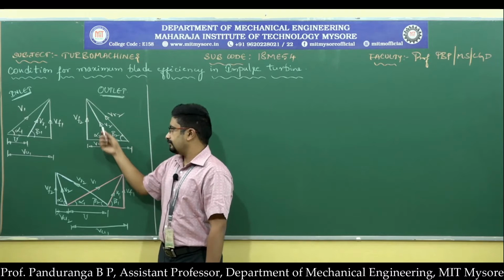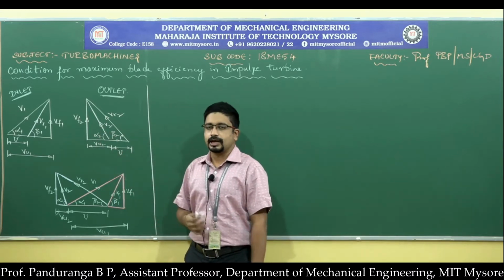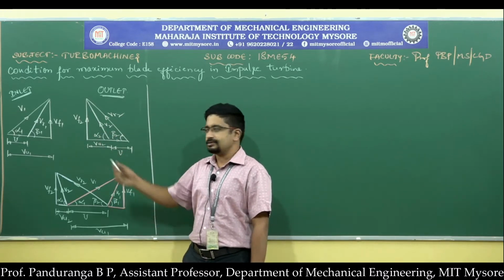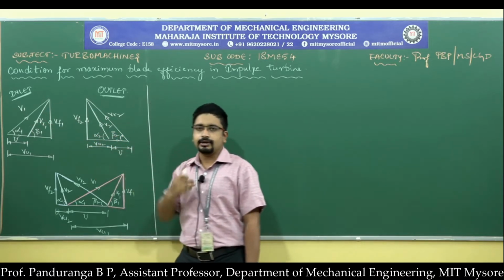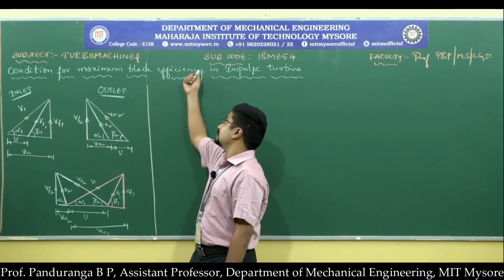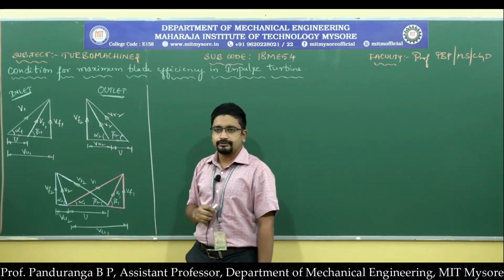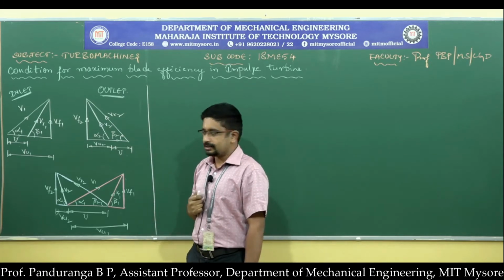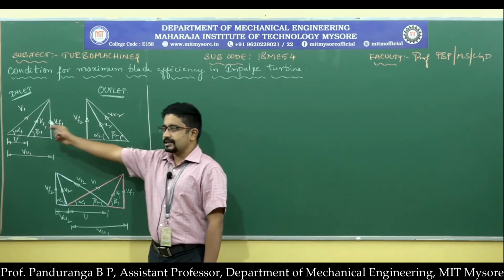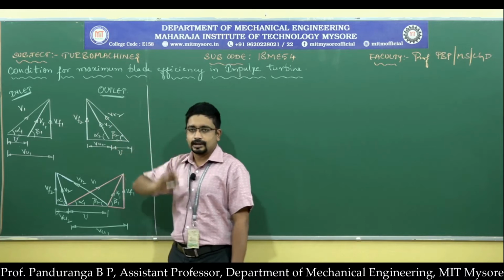So now we have V2 here, which is the absolute velocity at the exit. For turbines, absolute velocity at the exit will be lower than the absolute velocity at the inlet because we are absorbing energy, and this is an impulse turbine. So in the case of impulse turbine, the kinetic energy of the fluid will be absorbed by the blades. So V2 should always be less than V1 for an impulse turbine.